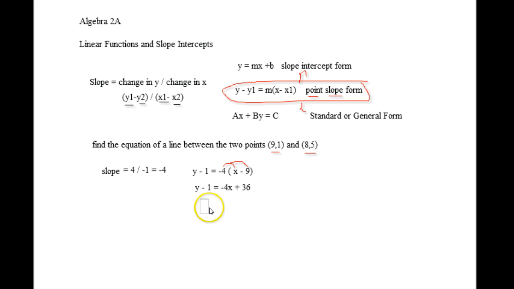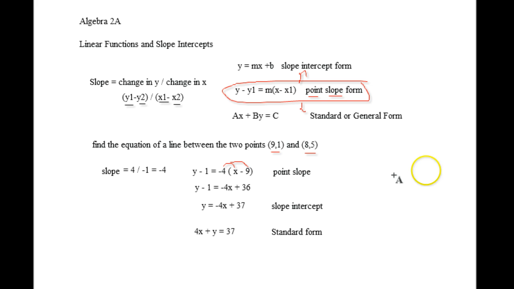Okay, and then you add the 1 to both sides, and y equals -4x plus 37. Okay, and so this would be the slope-intercept form. So right up here we have point slope form. We do a couple of things, we get slope-intercept form. Okay, now if we add the 4x to the other side, we can get standard form. And so we get 4x plus y equals 37. That becomes standard form of the line.